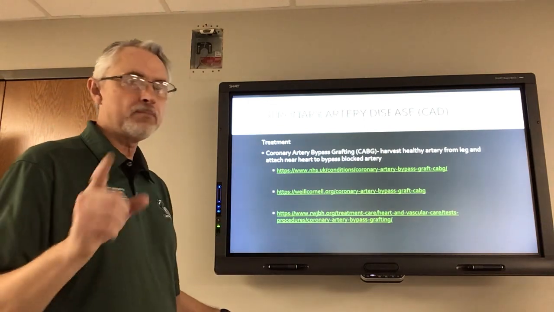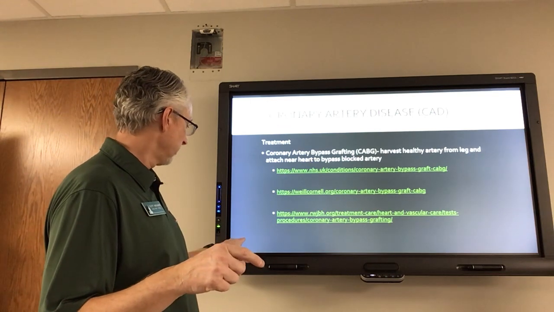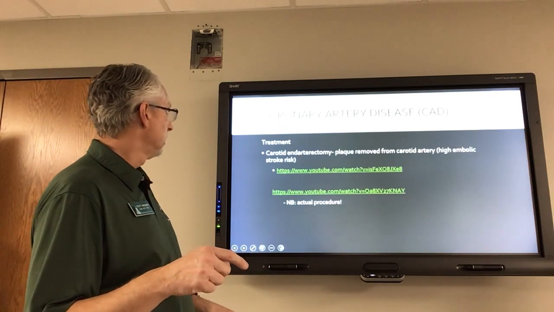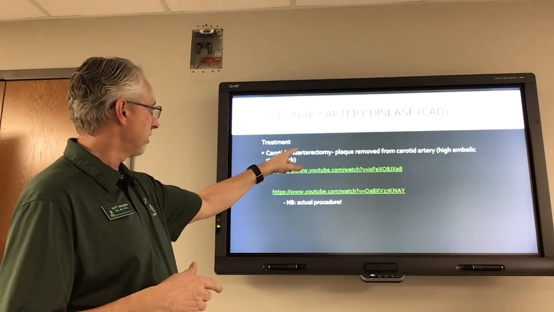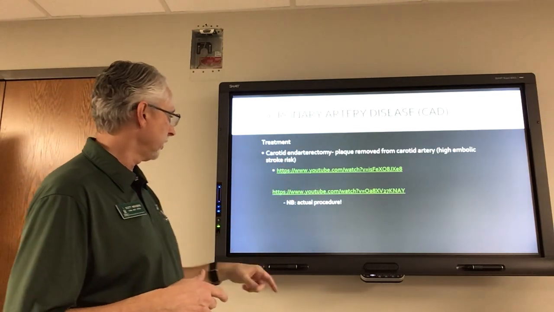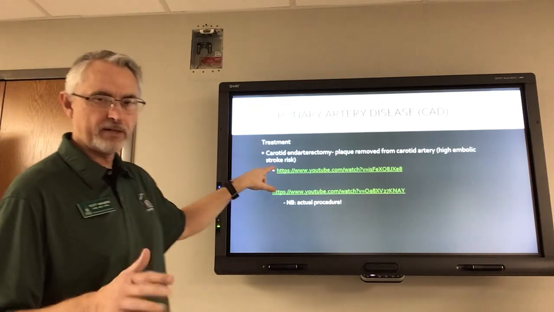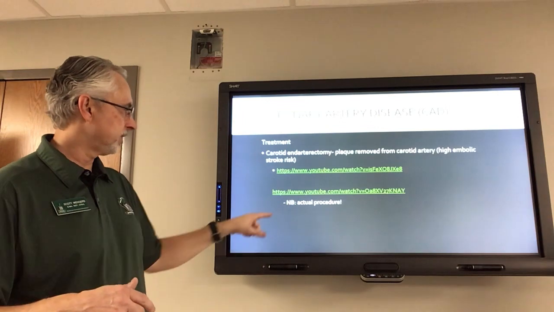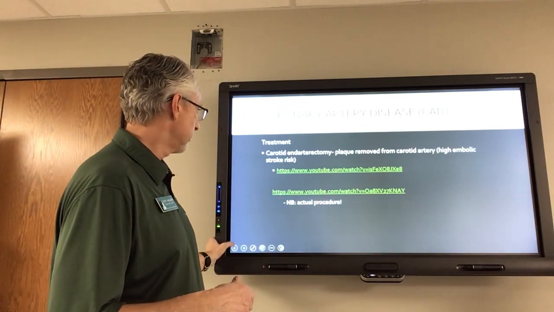But be looking up those sternal precautions so that you'll be very familiar with those. We talked about removing the plaque, the endarterectomy, removing the plaque. There's a couple of really cool videos on this. This is an animated video. This is an actual procedure, so that's really nifty. You want to watch that for sure.